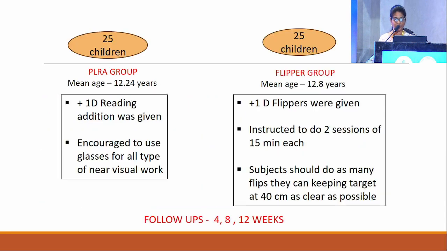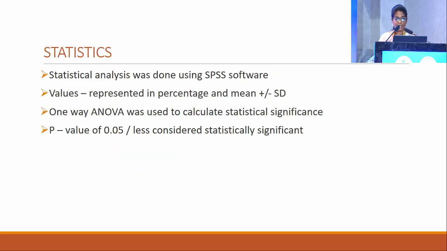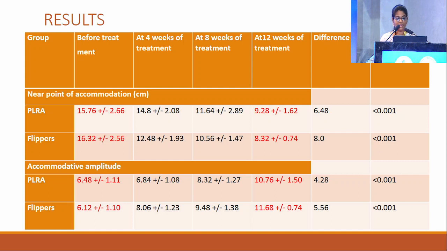Now, among those 50, 25 children were allotted into the PLRA group and 25 were allotted into the flipper group. In the PLRA group, we gave a +1 reading addition and encouraged the patients to read with these glasses for all the near work they did. And we allotted 1 diopter flippers to the flipper group and they were instructed to do 2 sessions of 15 minutes each.